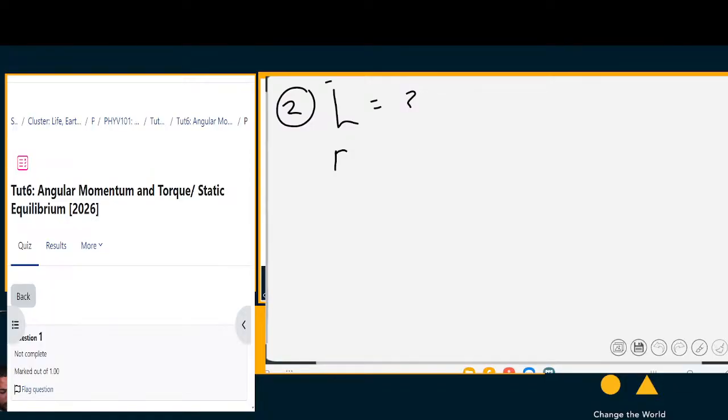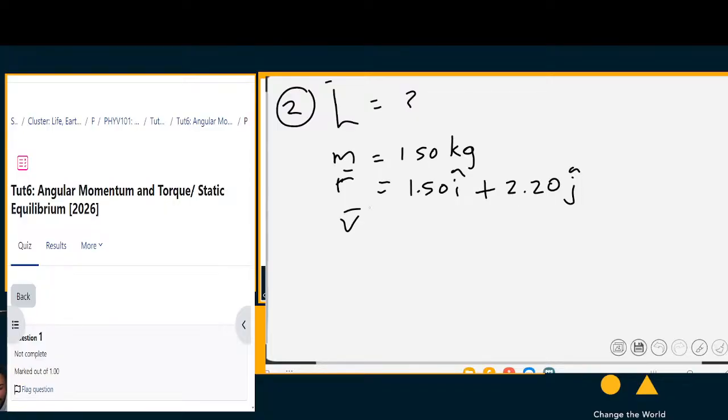You need to find the linear momentum. Let me just tell you what has been given. M, the mass, is 1.5 kilograms. This is all that's been given. The position vector R is equal to 1.5 i hat plus 2.2 j hat. That is the R vector, the position vector, and then we also have the velocity.